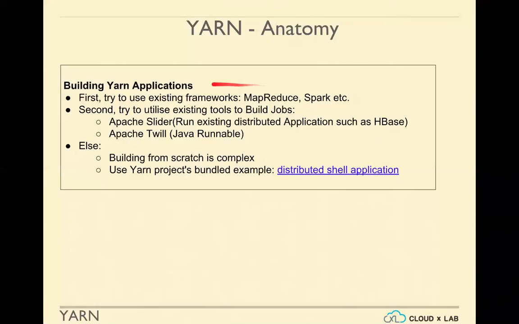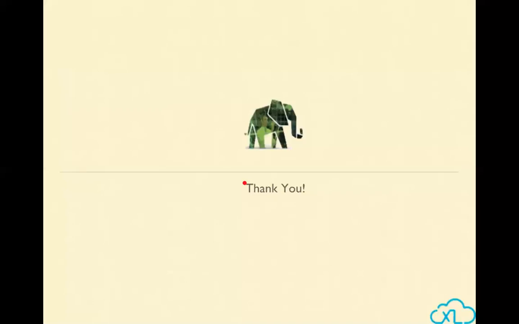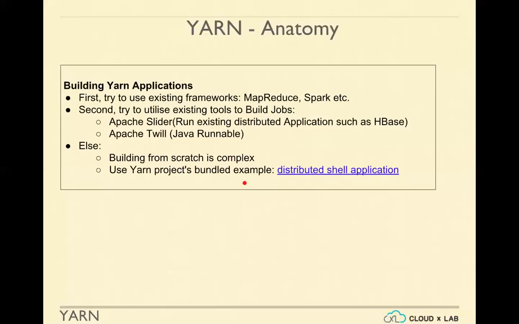Mostly for most of the ETL work, most of the processing work, or most of the computational work, you can actually get it done using MapReduce or Spark. Otherwise, if these are not sufficing and you would like to run your entire software here, you could use either Apache Slider or Apache Twill. Otherwise, if this is also not good enough for you, know that building an application which talks natively to Yarn is complex. And the best way to start building would be using a shell application. There is a distributed shell application which you can use. Okay, so that's basically what Yarn is.